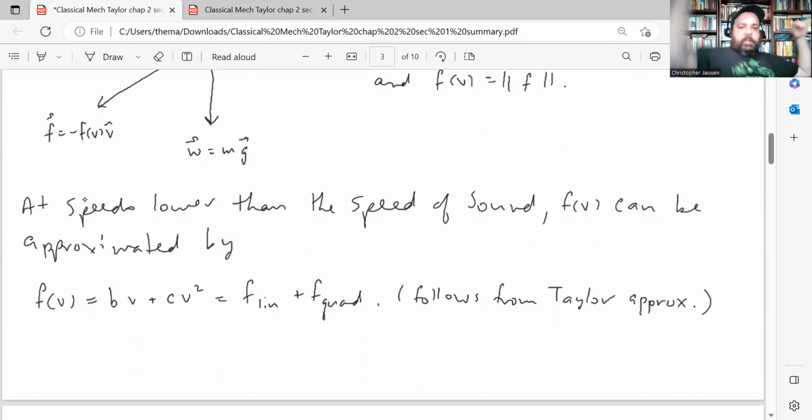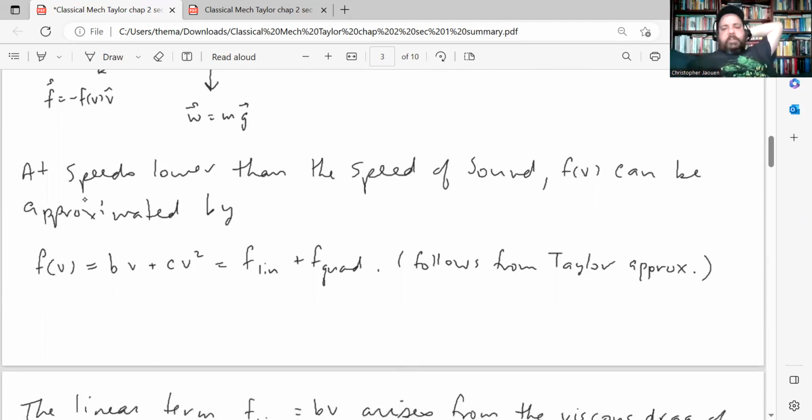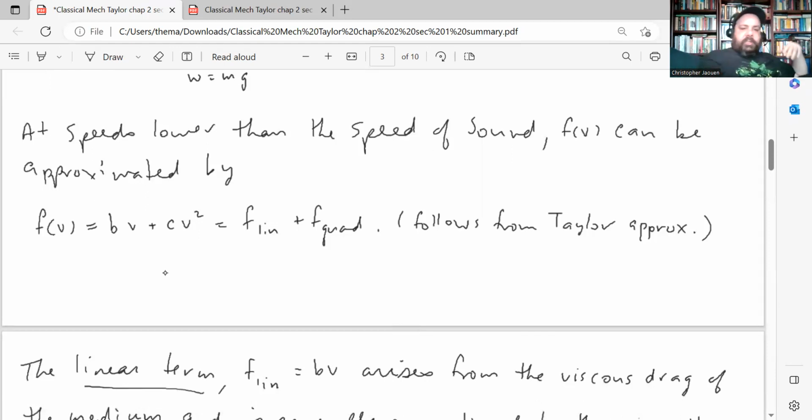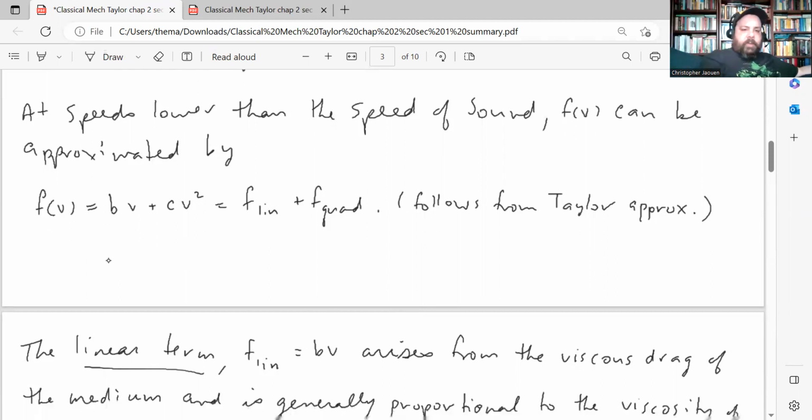Okay, and then he says, at speeds lower than the speed of sound, f of v can be approximated by this formula here, which actually follows from Taylor's approximation, if you remember Taylor series and Taylor polynomials from calculus. So f of v can be approximated by bv plus cv squared. So there's a linear part and there's a quadratic part. The linear part he calls f with the subscript lin for linear, and the quadratic part is f with the subscript quad for quadratic. These two terms are what usually dominate in these drag problems, right?